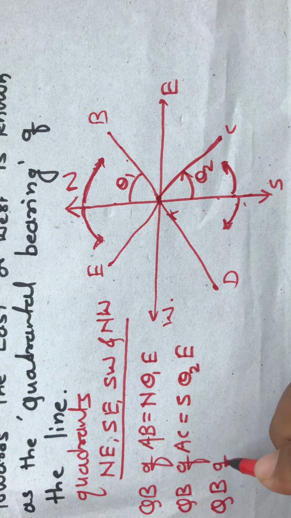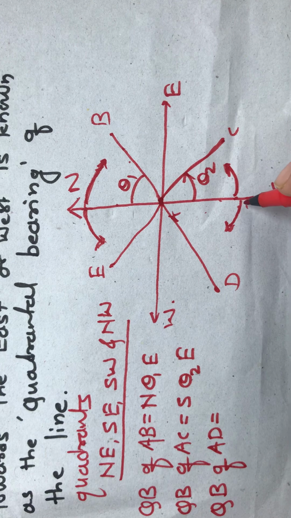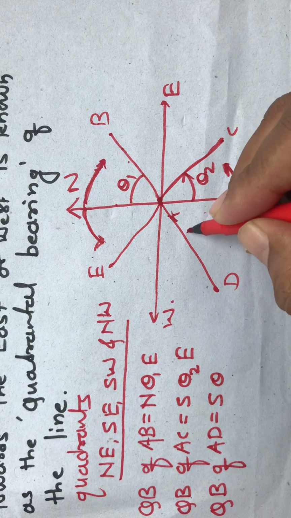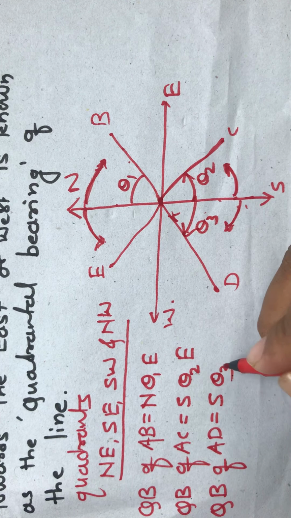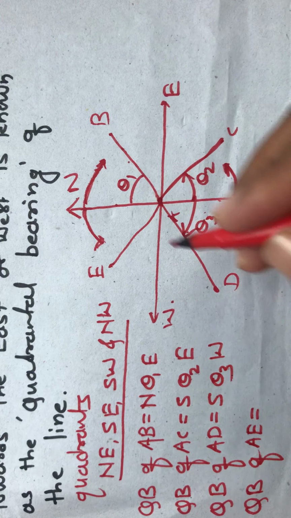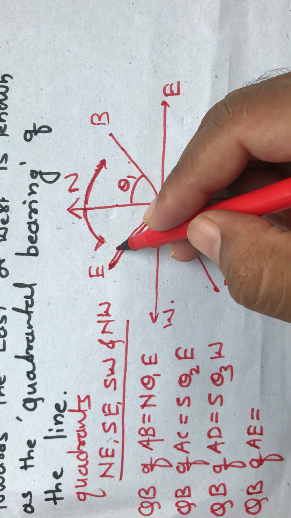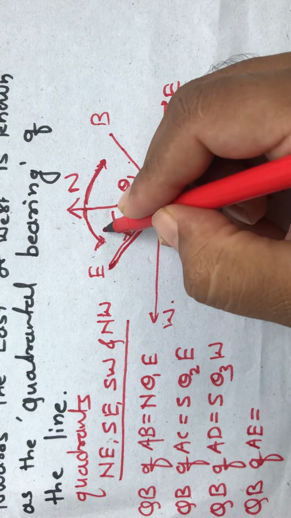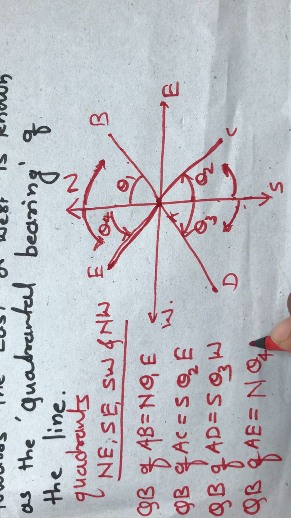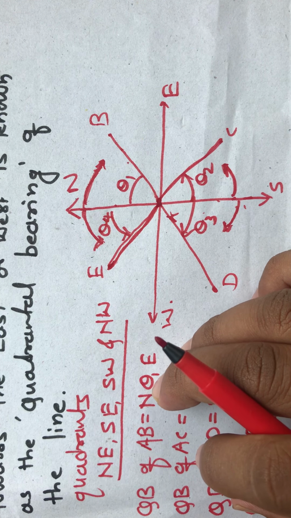Quadrantal bearing of AD: this AD line is nearer to the south, so we measure from the south, but now in the clockwise direction towards the west. So south theta 3 towards the west. Quadrantal bearing of AE: this line is nearer to the north, so we measure from the north in an anti-clockwise direction towards the west, and this is theta 4. So north theta 4 towards the west.